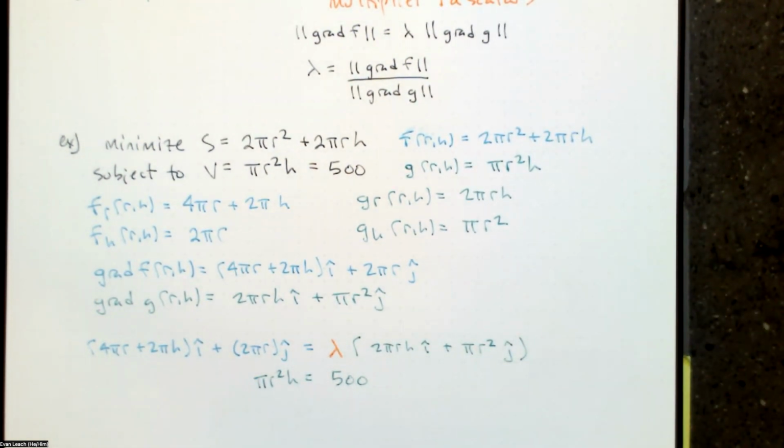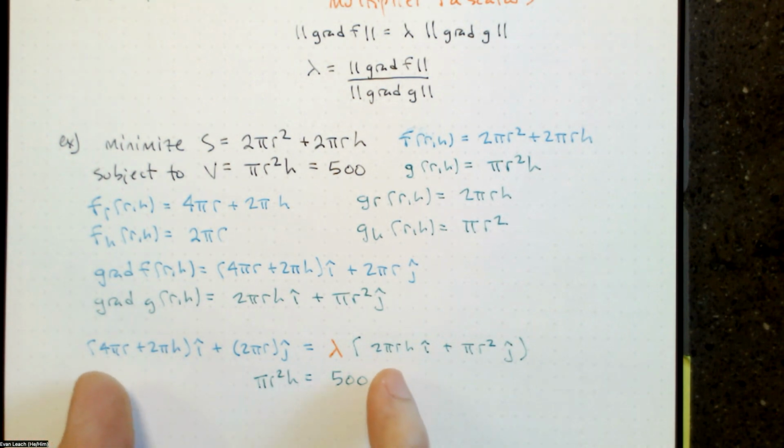So here's a system of 3 equations in 3 unknowns. I say 3 equations because that first one is a vector equation, and we're going to turn it into 2 equations by saying the i components must be equal and the j components must be equal. So it's just a summary of 2 equations.